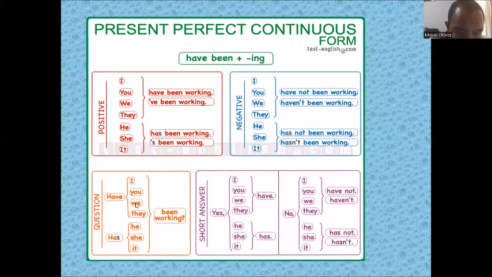For the question, don't forget that we put the auxiliary verb have or has at the beginning, and then after the subject, we are going to say been and the main verb with ing. Been working. Have you been working? Has she been working? Yes, I have. Yes, he has. No, I have not. Or no, I haven't. No, he has not. Or no, he hasn't. These are going to be the forms for the present perfect continuous.